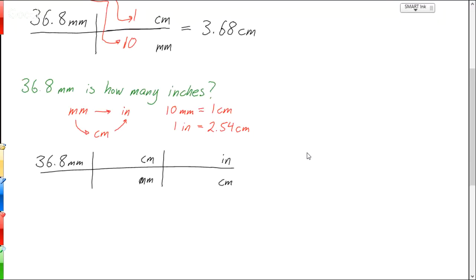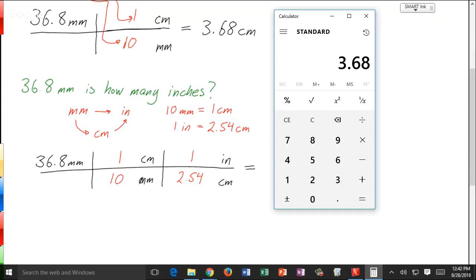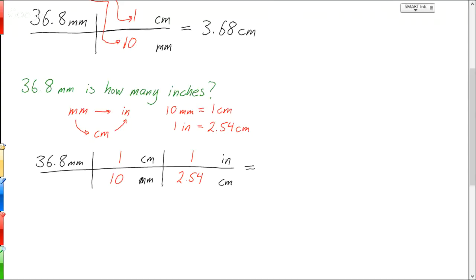So let's try it. We're going to copy down our numbers from the identities. So 10 millimeters is 1 centimeter. And then 1 inch is 2.54 centimeters. Okay, so again, we multiply by everything on top, divide by everything on the bottom. We can ignore the ones because multiplying or dividing by 1 just gives you the same number. So 36.8 divided by 10 divided by 2.54 is 1.45 inches. All right, you can see how that works?